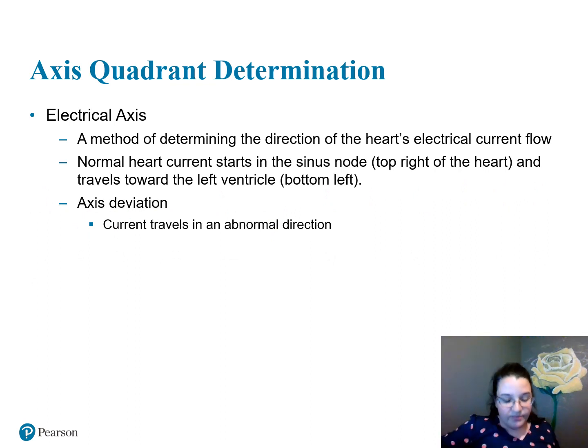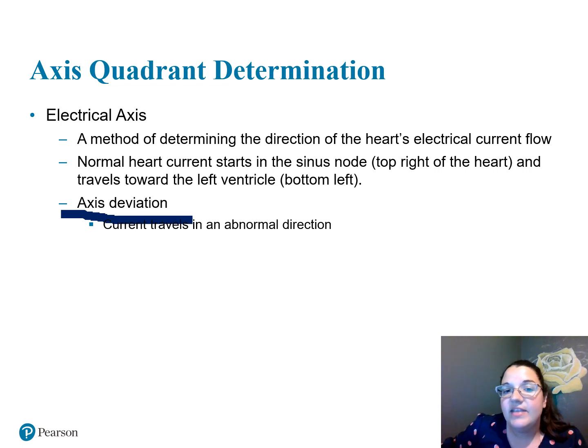All right, the next section, question number 2 that we're going to ask ourselves is, what is the axis quadrant? The axis quadrant is an electrical axis. It is the method of determining the direction of the heart's electrical current flow. The normal heart current starts in the sinus node, the top right of the heart, and travels toward the left ventricle, the bottom left. Axis deviation is a current that travels in an abnormal direction. So what is axis deviation? It is the current that travels in an abnormal direction. You need to know that.